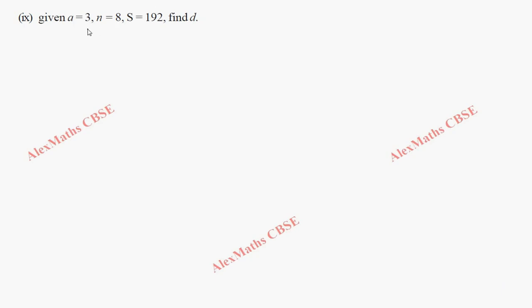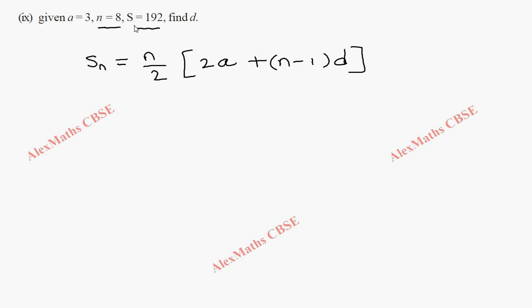Next is subdivision. Value of a is 3, n is 8 and the value of S is 192. We have to find the value of d. So the value of n is given as 8. Let's write the Sn formula, which is n by 2 into 2a plus n minus 1 into d. Since S value is given as 192 and n is 8, S is also equal to Sn. When I take n as 8, it is S8.